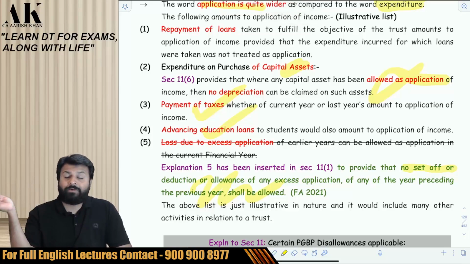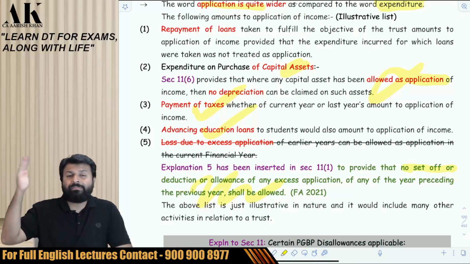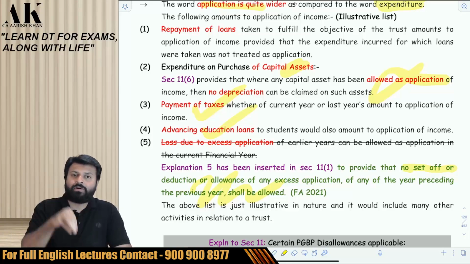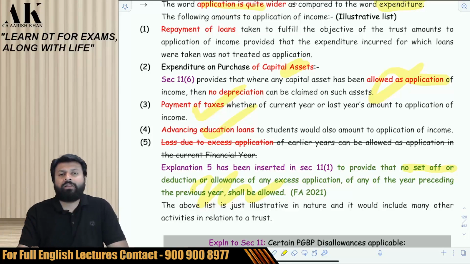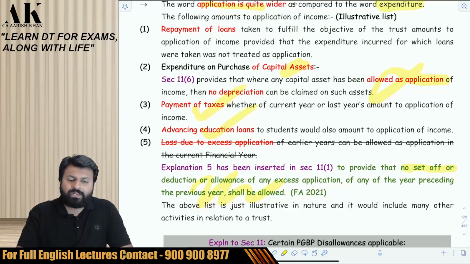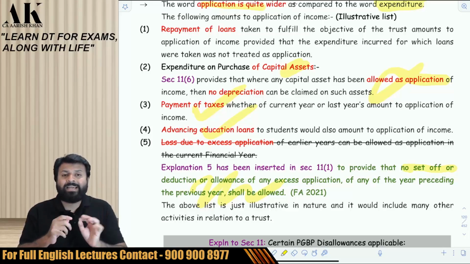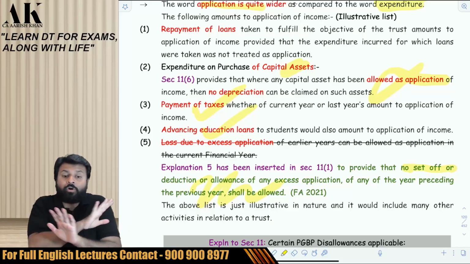Suppose in the last year, you have made an excess application. So there is a loss in last year. Till last year, whatever excess application you had made in the last year, you could carry forward and set off against the income of the current year. But Finance Act 2021 has made an amendment by putting an Explanation 5 to section 11(1), which says that excess application of last year cannot be set off in the current year.